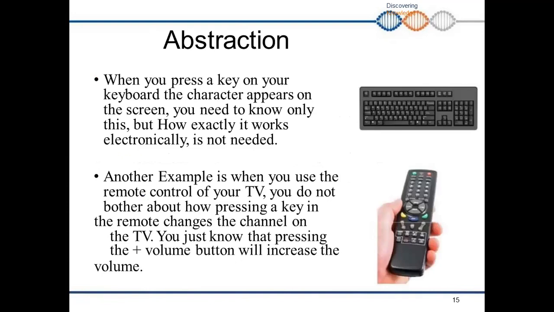Let us discuss abstraction with the help of an example. When you press a key on your keyboard, the character appears on the screen. You need to know only this, but how exactly it works electrically is not needed. When we press a key, the system just displays our character on the screen. It does not show us how this key is converted electronically.